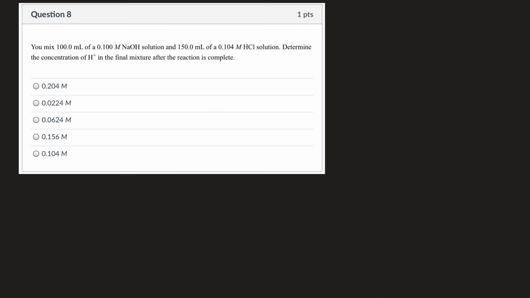Here's another. So I mix 100 mils of a 0.1 molar solution of sodium hydroxide with 150 mils of that of HCl, and determine the concentration of H plus in the final mixture after the reaction is complete. Ooh, that looks like a limiting reagent question too. So let's write our reaction down first.